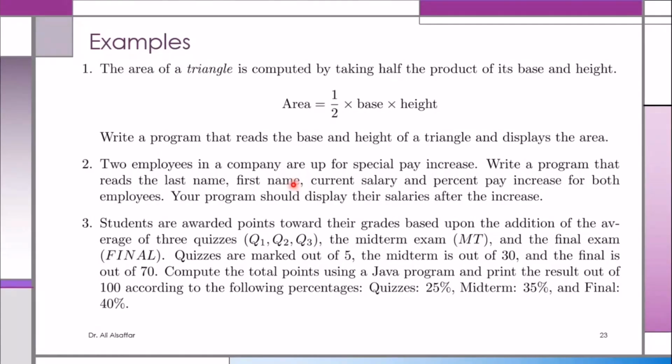Just one point: if you want to read the last name, which is one word, you need to use dot next, not next line. And if you want to read the first name as one word, you use dot next. Salary will be double, and percentage increase will be double. All of these will be input, and the output will be an equation that finds the salary after you add the percentage increase to the salary.